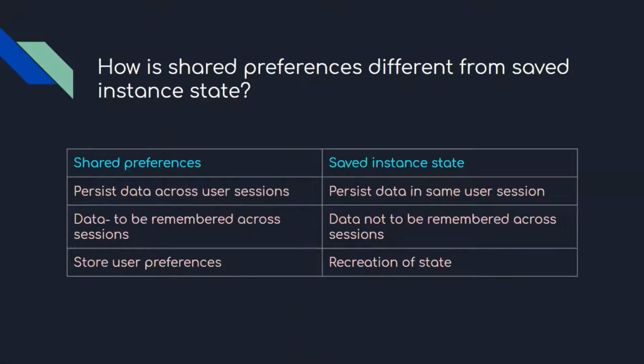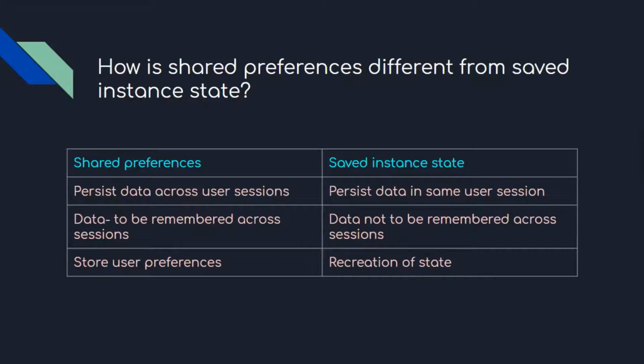Next, let's see how shared preferences is different from saved instance state. In shared preferences, it retains the data across the user session even if the app is killed and restarted or the device is rebooted. Whereas in saved instance state, it preserves the state data across the activity instance in the same user session. In shared preferences, the data should be remembered across sessions, such as the user's preferred settings or their game score. Whereas in saved instance state, data should be remembered within the session, such as the currently selected tabs or the current state of the activity.